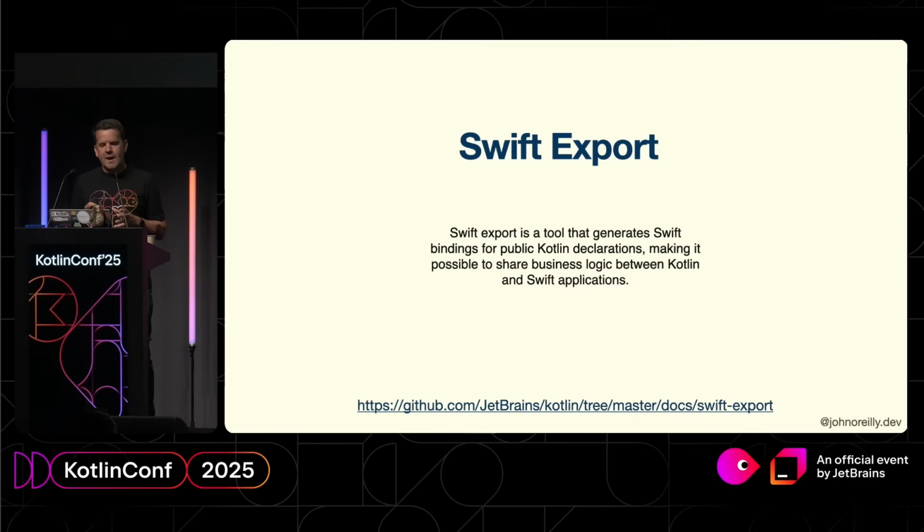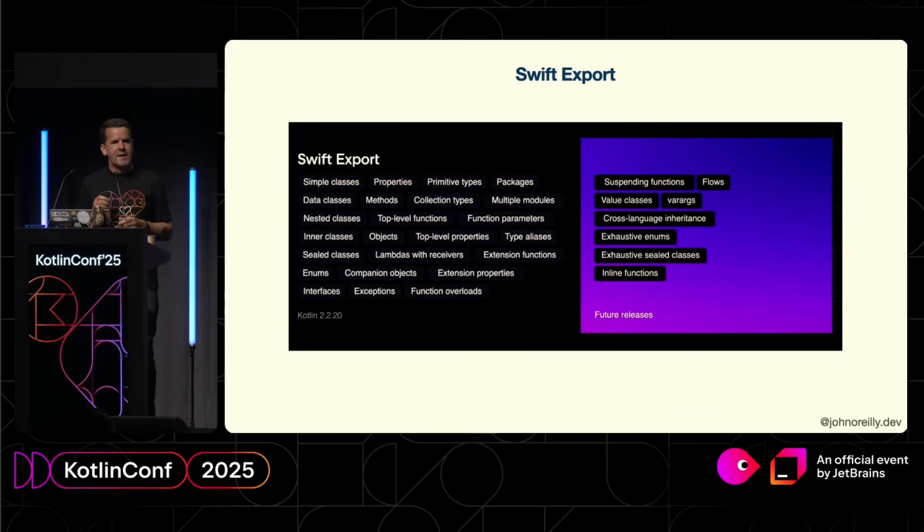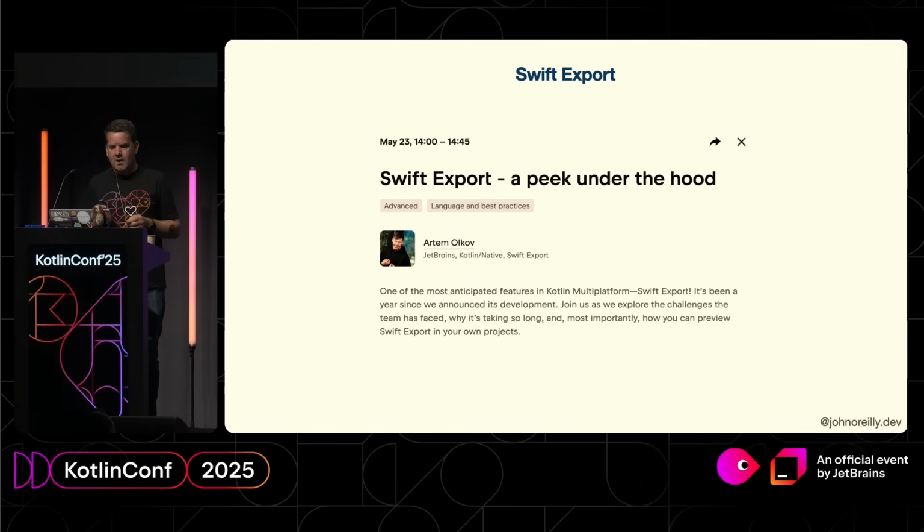I mentioned earlier that existing Swift Kotlin interop is done through an Objective-C bridge. With Swift export, JetBrains is working to provide direct bindings. It's very exciting to see that develop. And as announced in the keynote yesterday, all the features shown here will be available in the upcoming Kotlin 2.2.20 release. Also, this talk was on just before this, and I definitely recommend watching it if you haven't done so already.